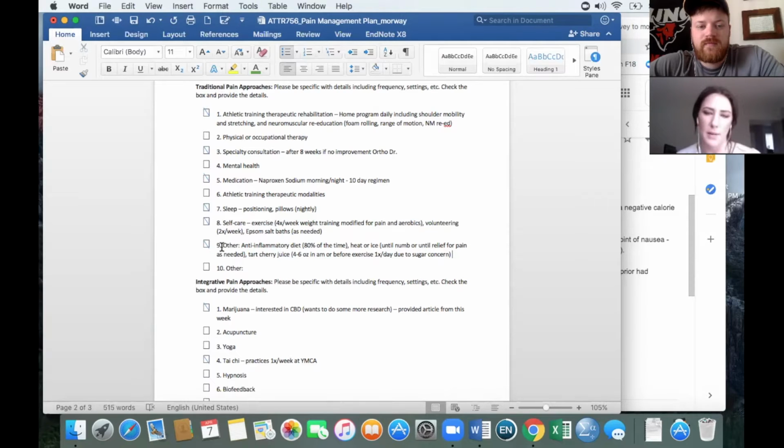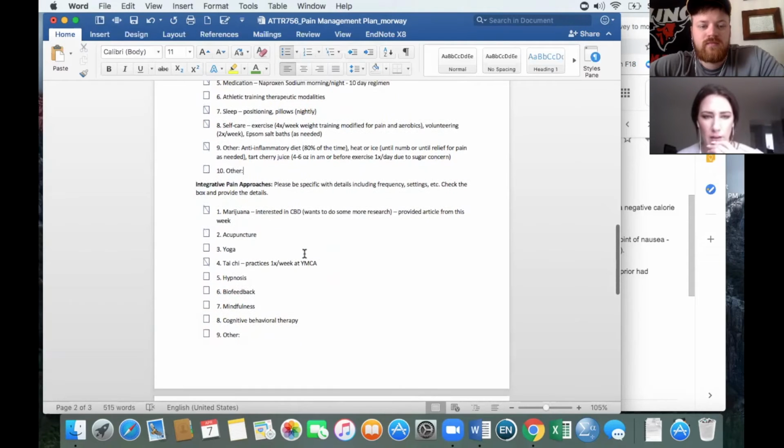And then we also talked about heat and ice and when and how to use those. She hadn't done that in the past, so that was something she was open to, but she didn't really know if it would help a ton. So I think mostly she was excited about the anti-inflammatory component, and integrating the tart cherry juice, especially after she was done with the 10-day regimen of naproxen.